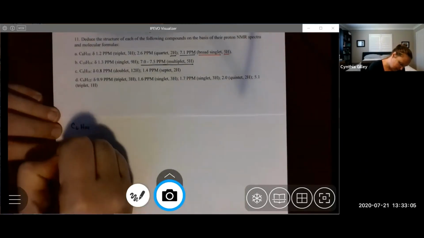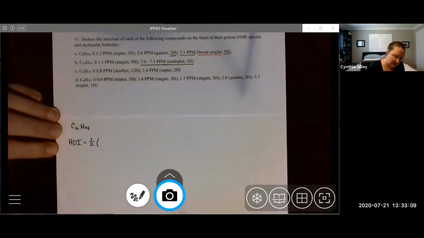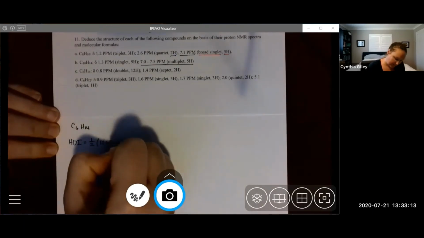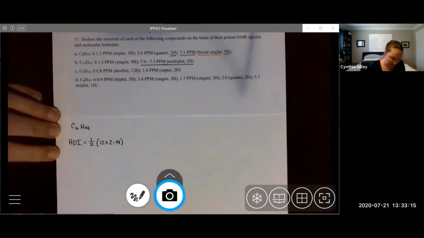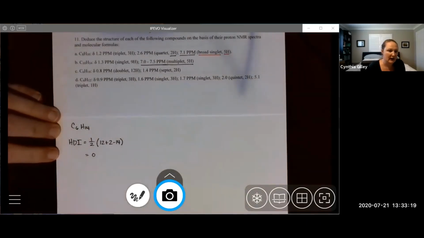So a quick HDI is 1/2, 2 times 6 is 12, plus 2 minus 14. So 1/2 of 0 is 0, so we don't have any double bonds at all, or rings in this particular structure. All right, so let's look at what we are looking at.